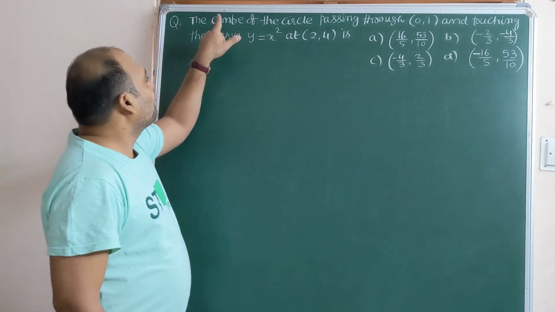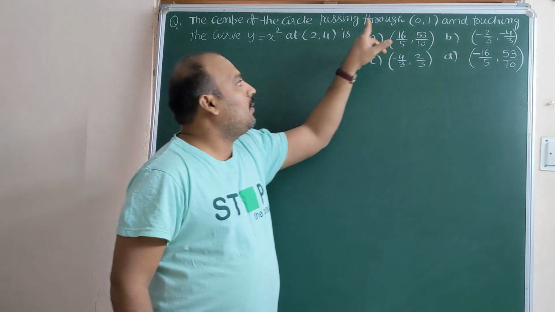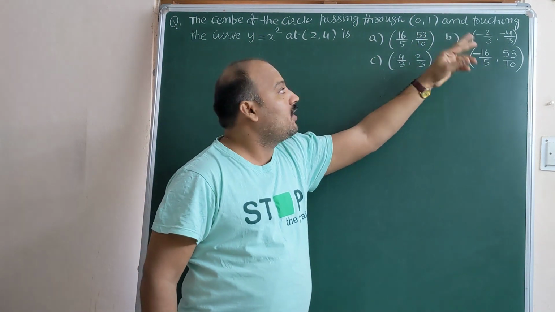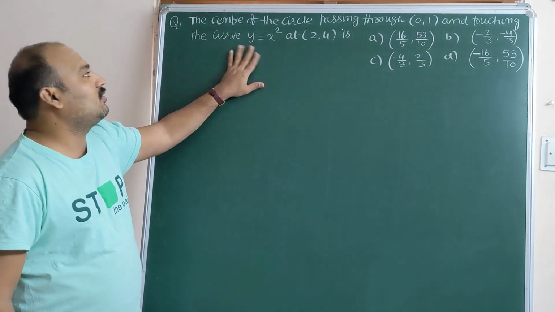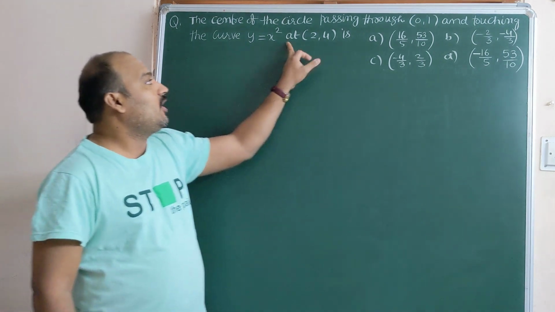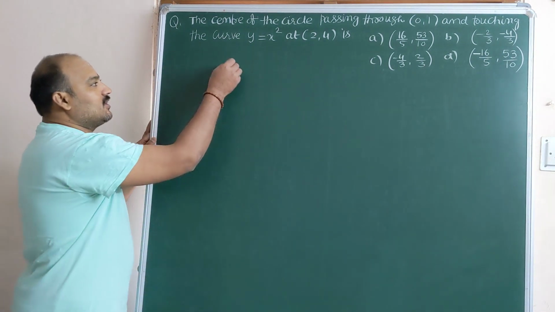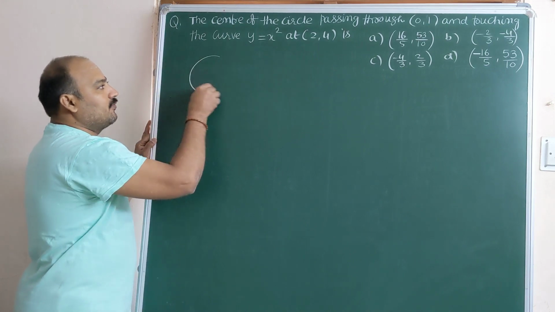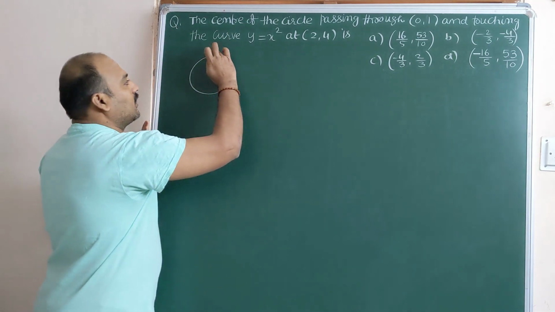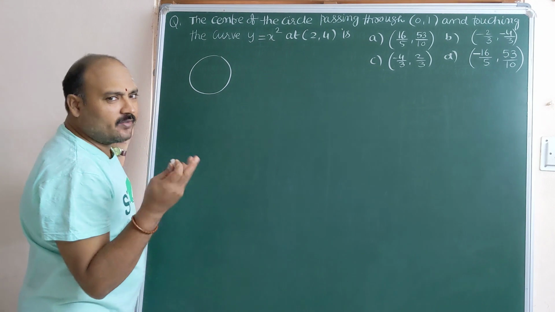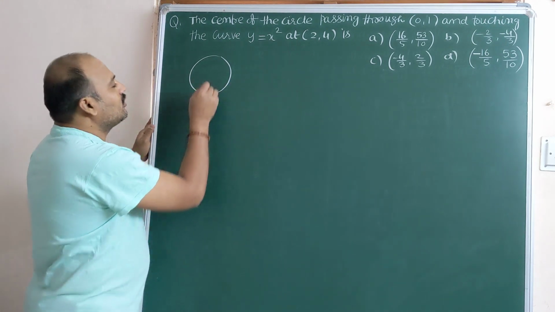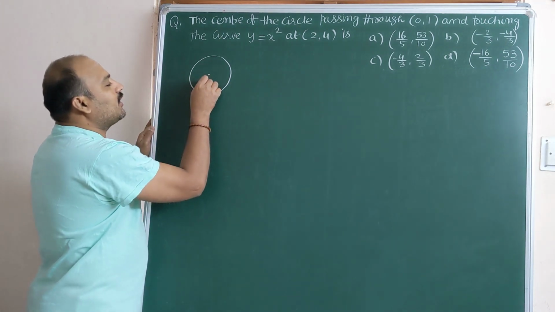The question here: the center of the circle passing through (0, 1) and touching the curve y equal to x square at (2, 4) is. That is the question. This is the circle equation. Observe carefully, the circle equation whose center we don't know. That only they are asking. The center I am taking as (h, k).